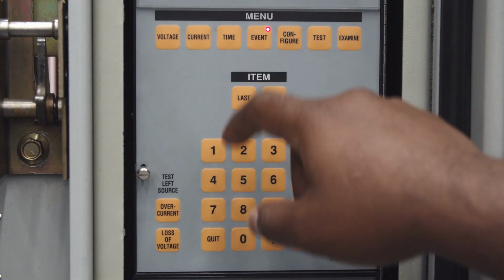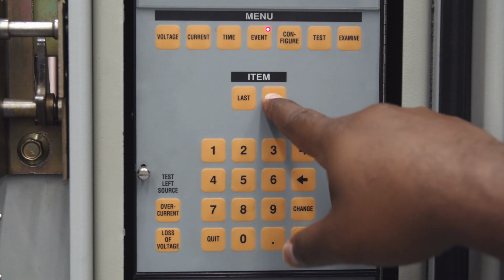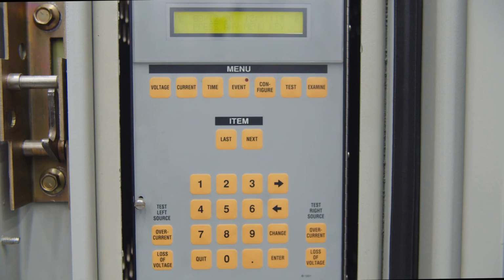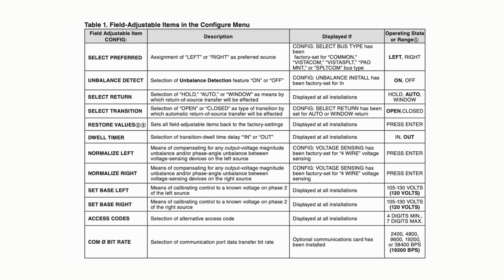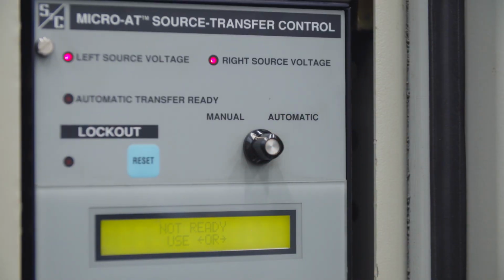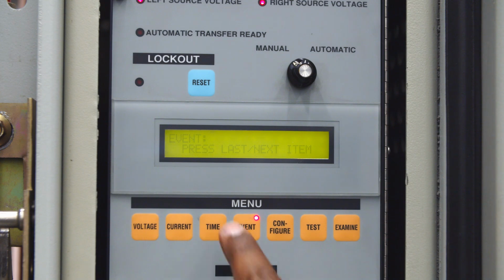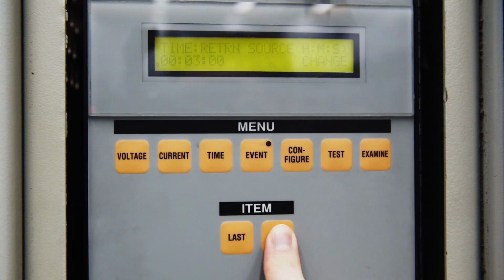The Micro-AT Source Transfer Control is configured with the menu, item, and numeric keypads. Each menu item contains relevant fields that can be navigated with the last and next item keys. The written instructions contain the complete matrix of each field-adjustable item in each menu. To change the internal clock of the control, for example, press the Time Menu button and then press the Next button until the control displays the Time of Day 24-hour field.